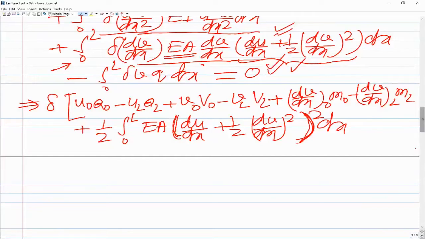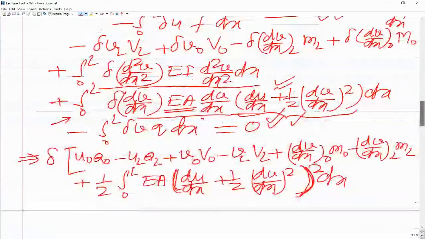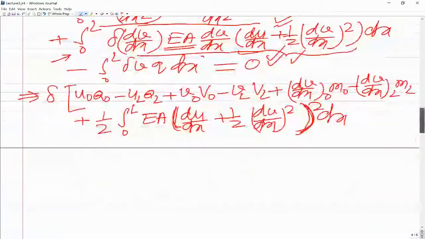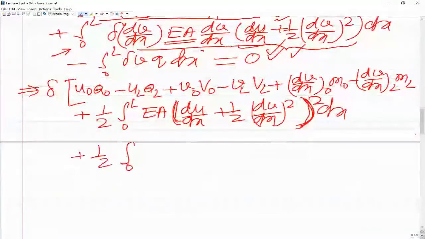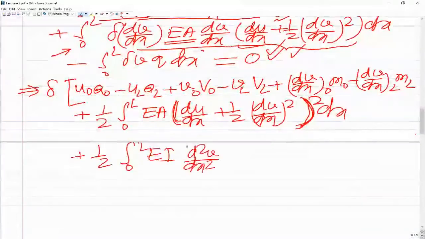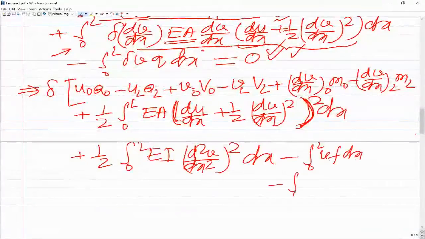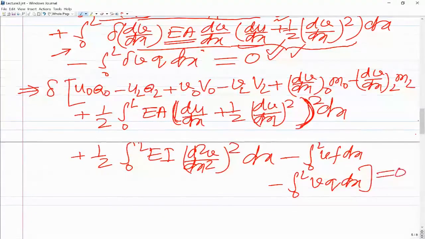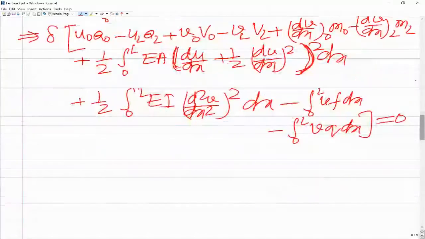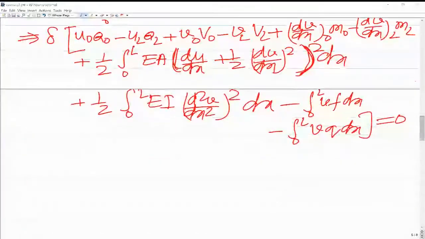And then of course this term is straightforward, so that is plus half of integration 0 to L EI into d2v by dx square whole square dx. And then of course minus integration 0 to L, we have u into f dx minus integration 0 to L, we have v into q dx, and this whole thing is equal to 0. So now is that clear? Are there any doubts in this?